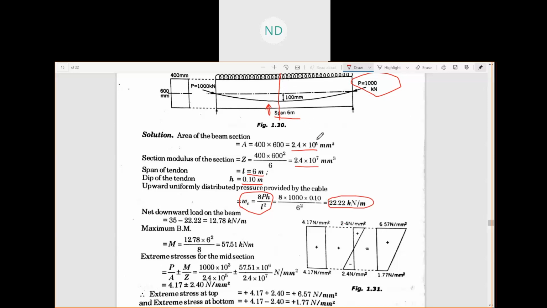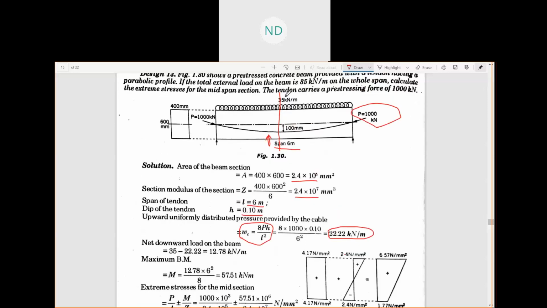Now what is the net downward load which is acting? You had 35 kilonewton downward load. So 35 minus this 22.2 will give you some remaining load. The thrust here it was 35 and here it is 22.2.